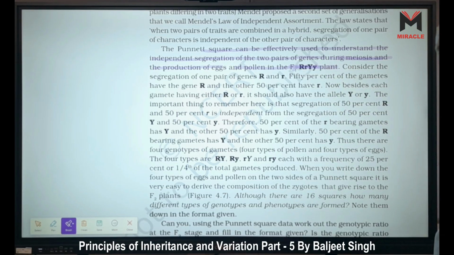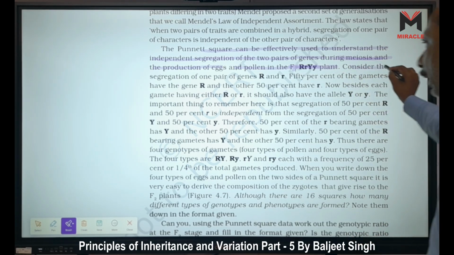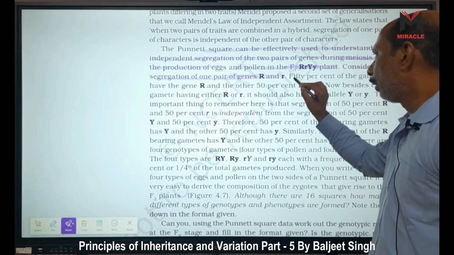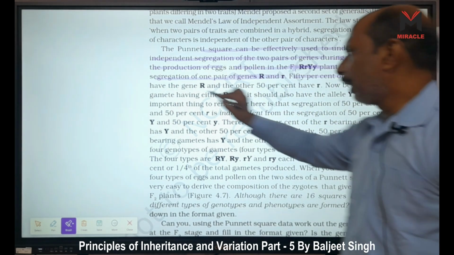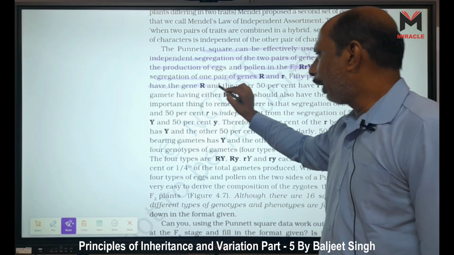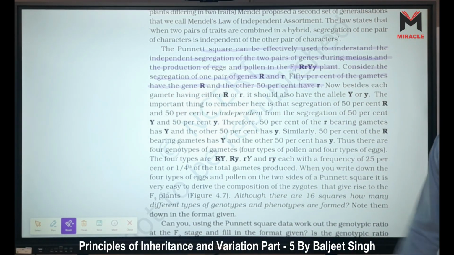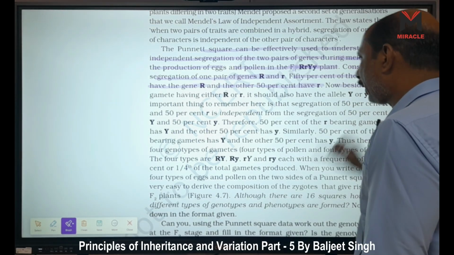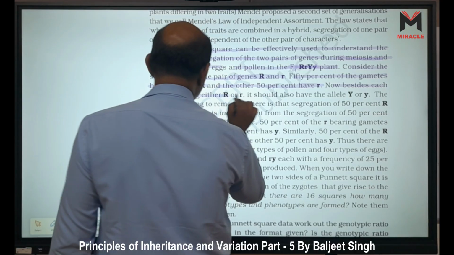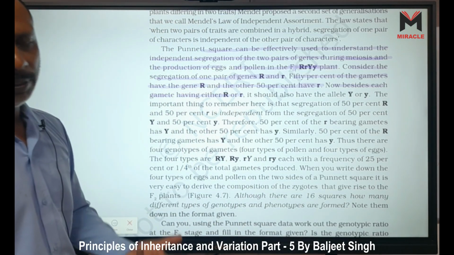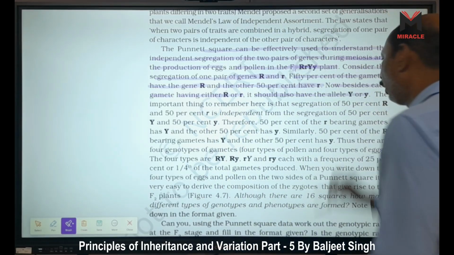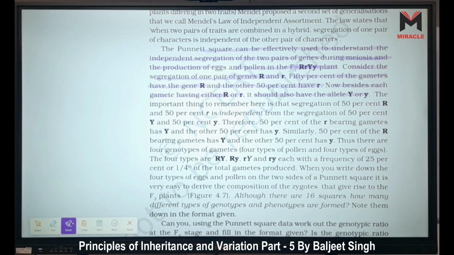Only the dominant trait is expressed here, but it is hybrid, we know. Consider the segregation of one pair of genes, R and r. 50% of the gametes have the gene capital R and the other 50% have the gene small r, because it is hybrid, we know. Now, each gamete having either capital R or small r should always have an allele of Y, capital Y or small y.